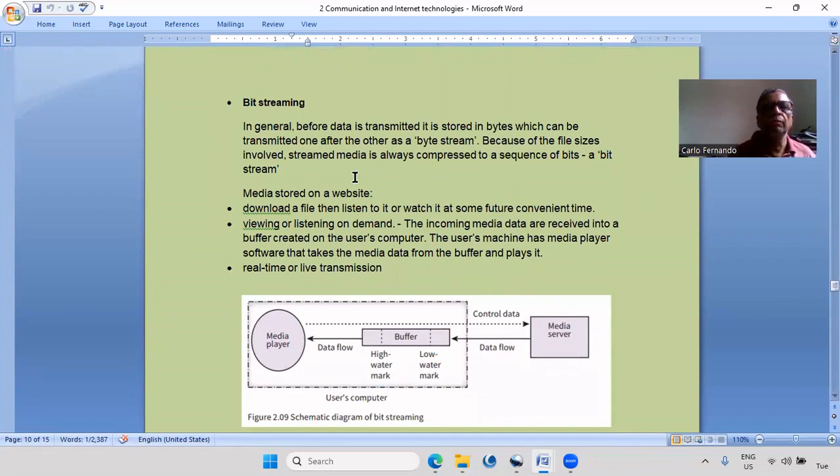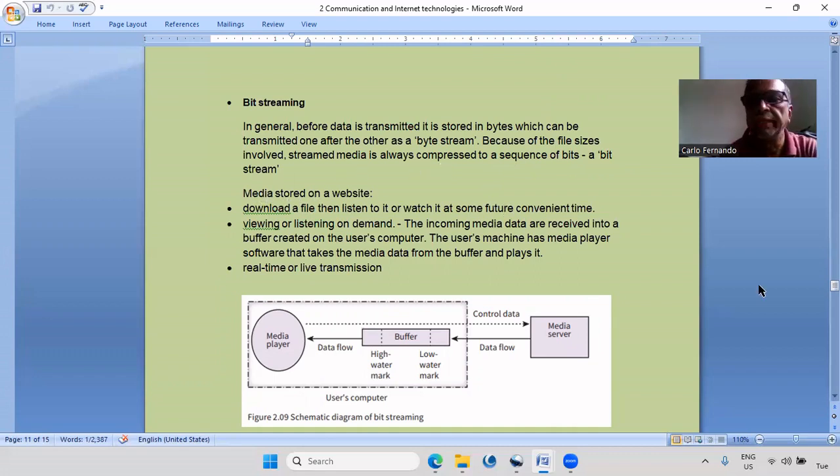Then we learn about bit streaming. In general, before data is transmitted, it is stored in bytes, which can be transmitted one after the other as a stream of bytes. Because of the file sizes involved, streamed media is always compressed to a sequence of bits, a bit stream. Compressed and sent like a stream in bit form.